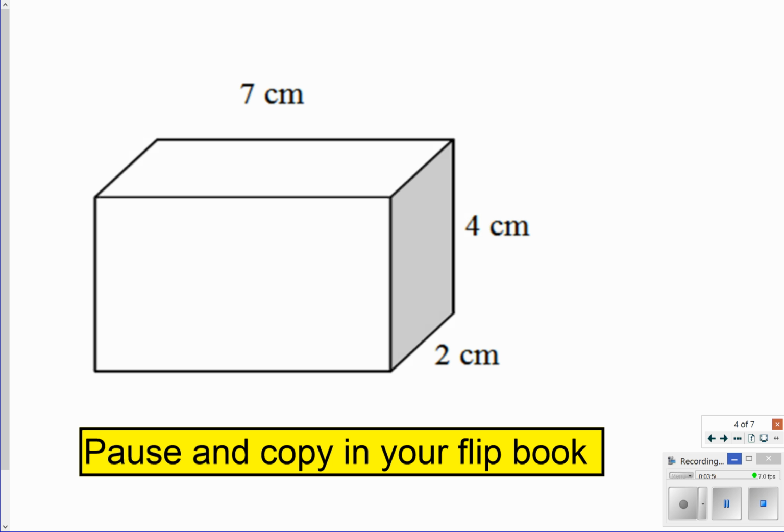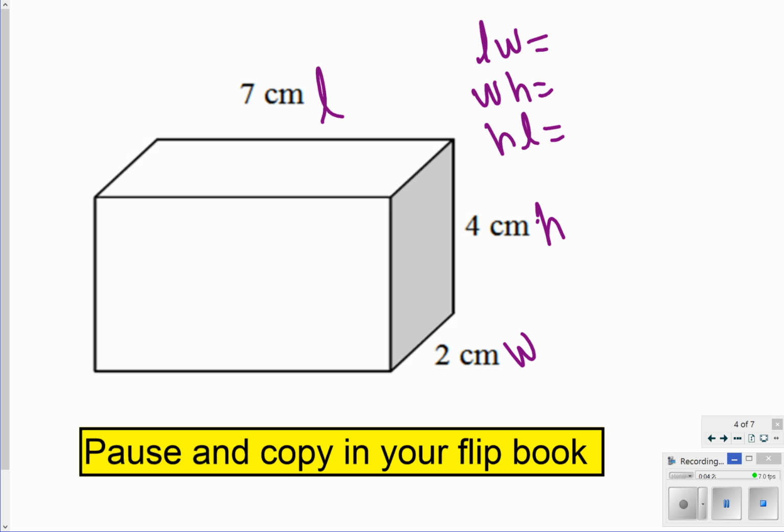Great. Well, let's look at the example that you have in your book. We have this rectangular prism of 7 centimeters, 4 centimeters, and 2 centimeters. So we're going to say that the 2 centimeters is our width, and our 4 centimeters is our height, and our 7 centimeters is our length. All right, so we're going to need a length times a width, and a width times a height, and a height times a length. That would give us all 3 different sides.